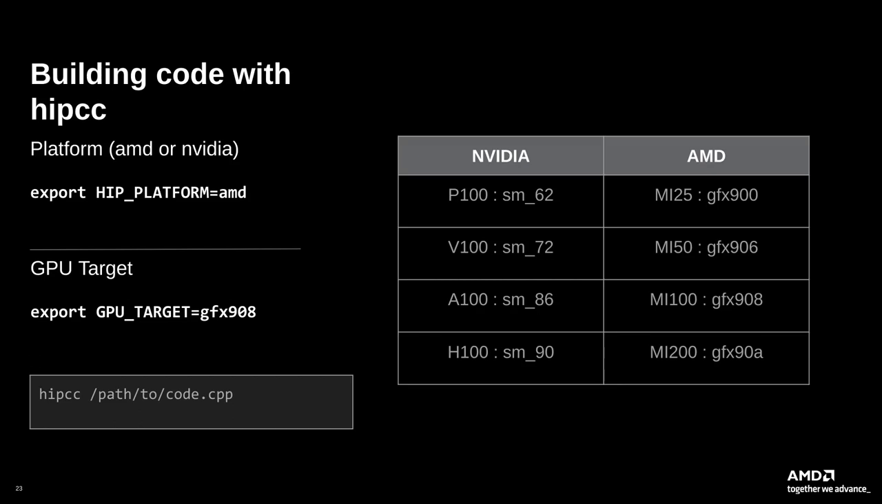Just for reference, some of those architecture codes you may encounter in the wild. For the AMD Instinct GPUs, the MI25s you'll see is gfx900, MI50s is gfx906, MI100 gfx908, and if you're on the MI200 series GPUs, it'll be gfx90a.